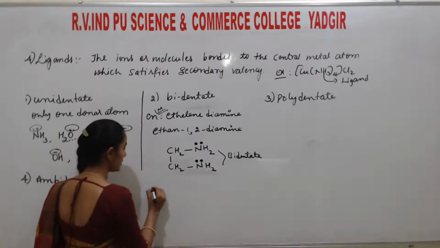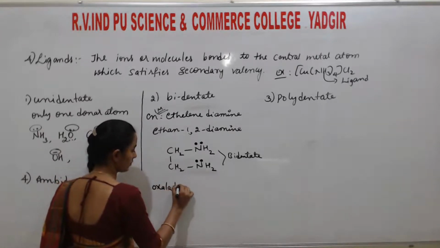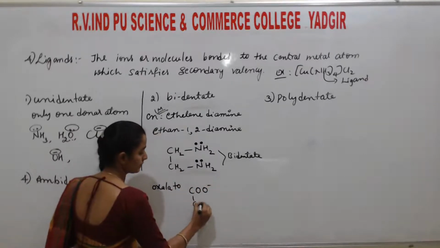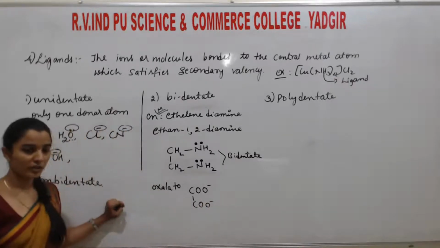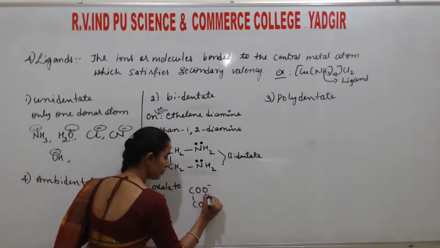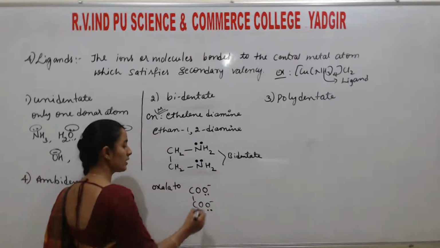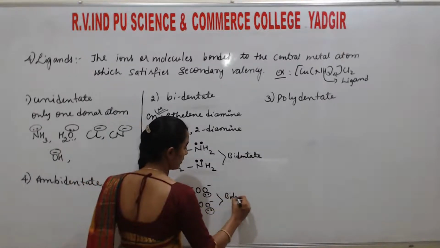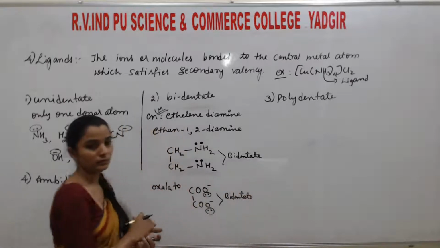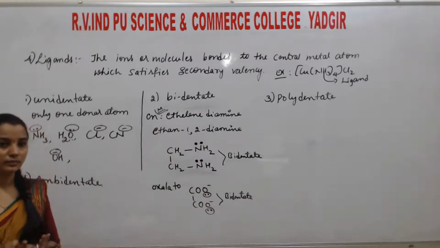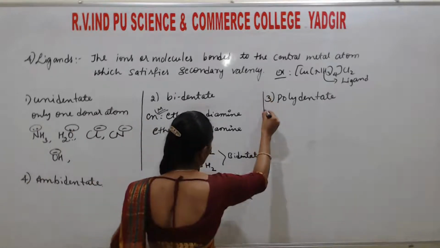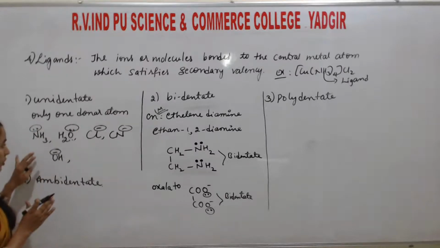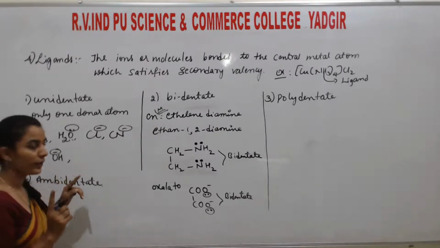So another example is oxalate. That is CO minus. Okay, students, here also lone pair electron is there. Here also lone pair electron is there. So these all form bidentate ligand. So this is bidentate ligand. Unidentate means only one donor atom is made with the formation of only one lone pair electron.